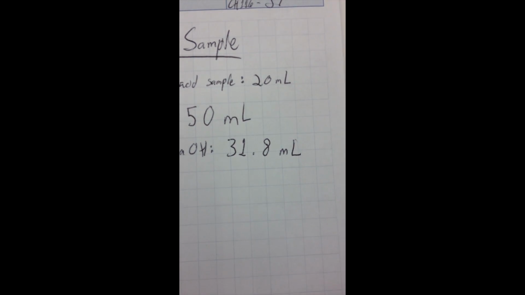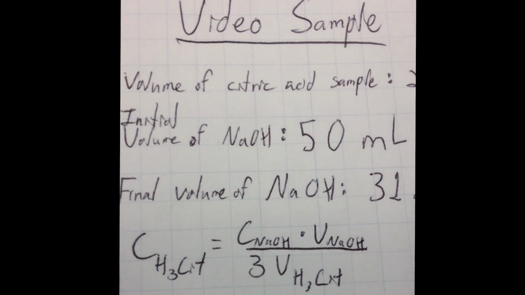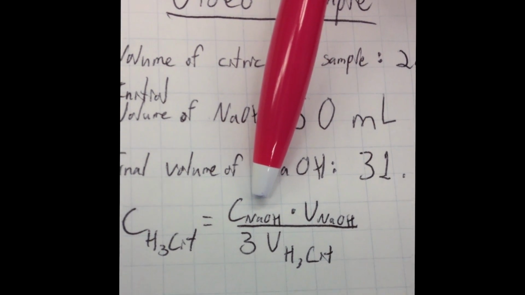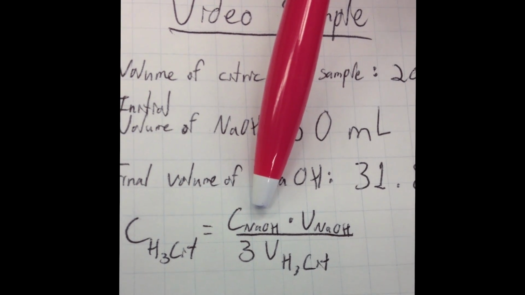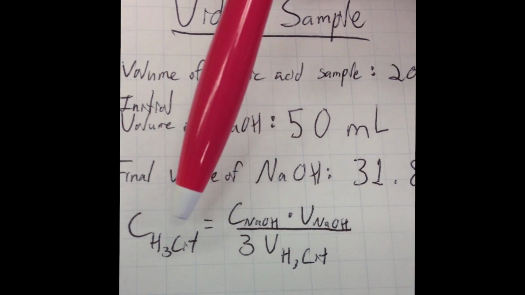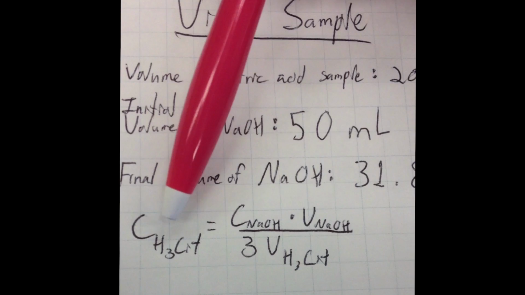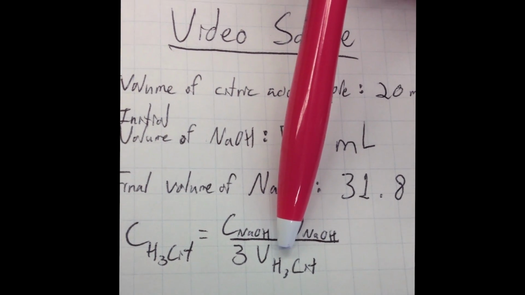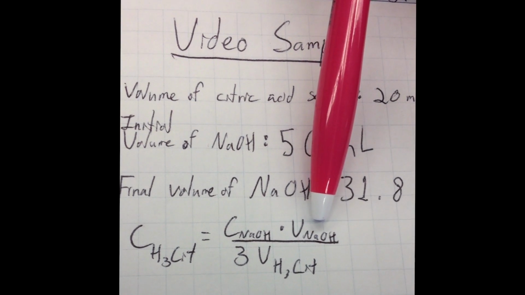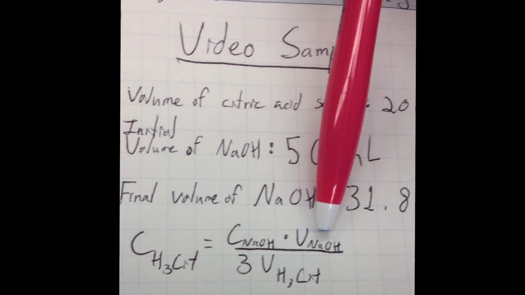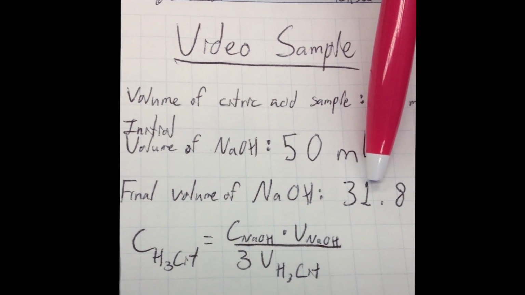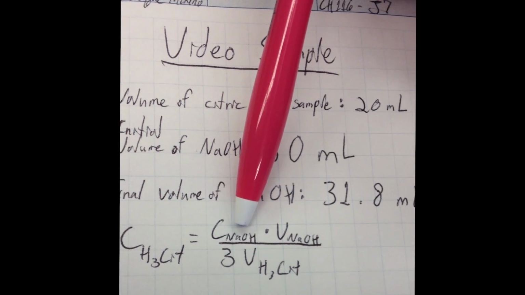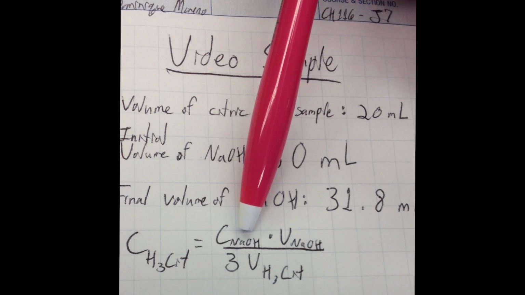Okay. So it's very important to determine the concentration of your sodium hydroxide because it's necessary in order to calculate the concentration of your citric acid. We started with a volume of 20 milliliters of citric acid, and we found that the volume of sodium hydroxide is 31.8 milliliters. So we have to know the concentration of sodium hydroxide in order to finish our calculation.